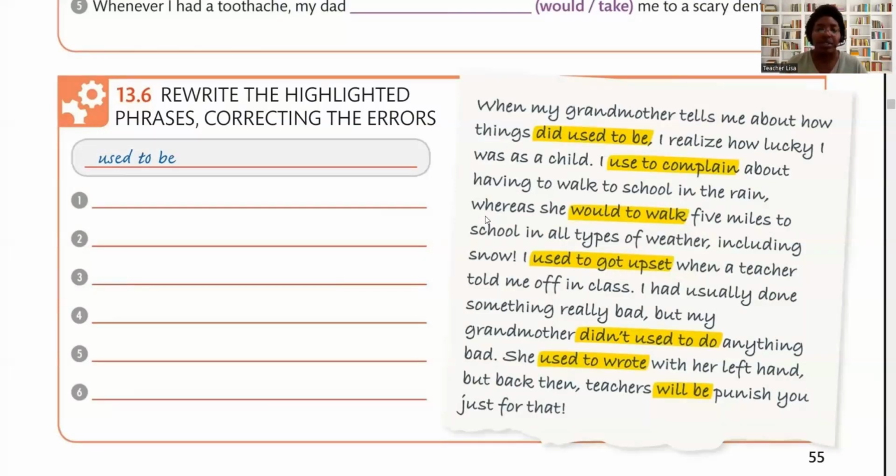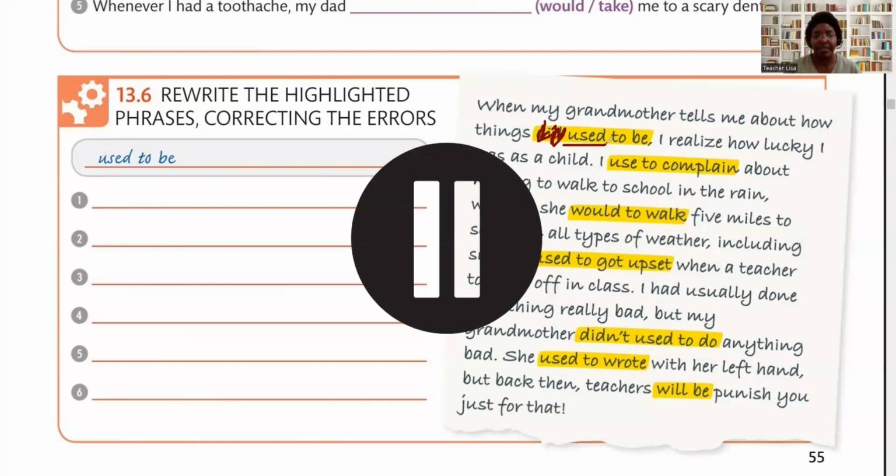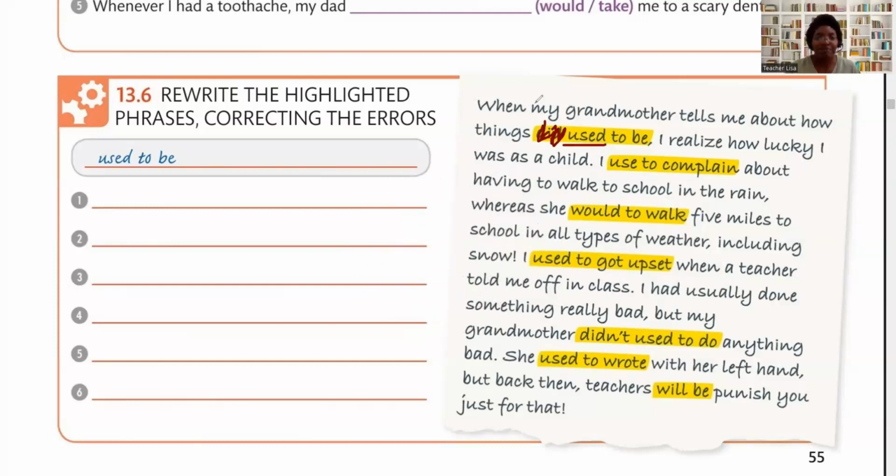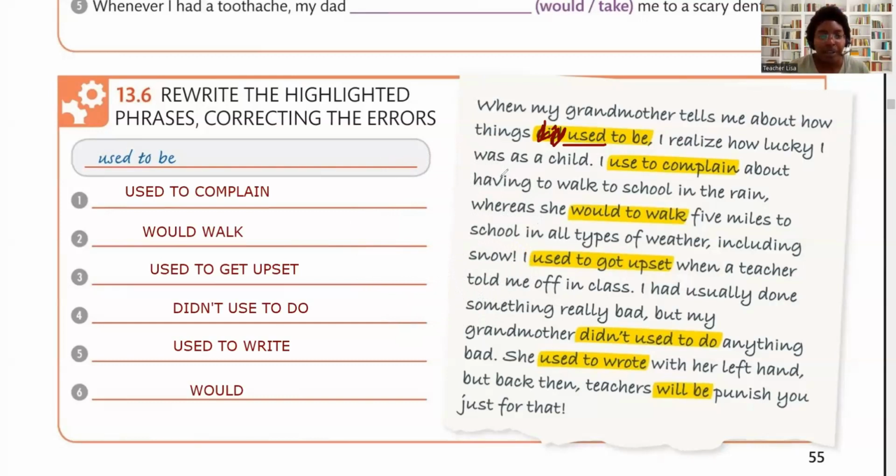So the first one is corrected for us. Did used to. No, we just say used to. We don't need the did in this example. It's just used to be. We don't need the did because the used to tells us it's something already in the past. So please pause the video and see if you can make the corrections, and we'll go over the answers together in a moment. Okay, let's see how you did.